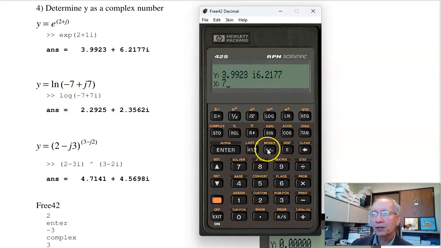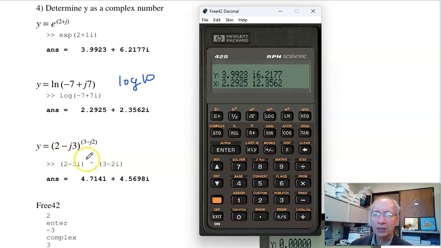Take -7 plus j7. Take the log of a complex number. The answer is a complex number. Now in Matlab, log is natural log, log10 is log base 10. On an HP, natural log is ln, log is base 10.